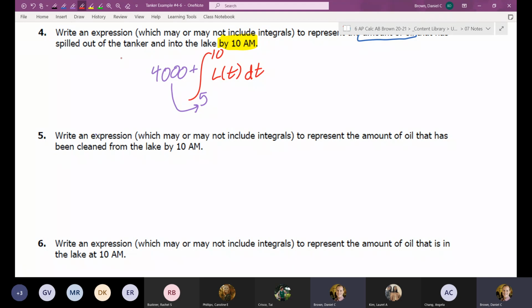So I'll give you a few minutes to try those. Again, we don't really have the functions, so we can't evaluate it. I'm mainly just focusing on the setup for today. Anyone feel brave, want to share the answer they have for 5?